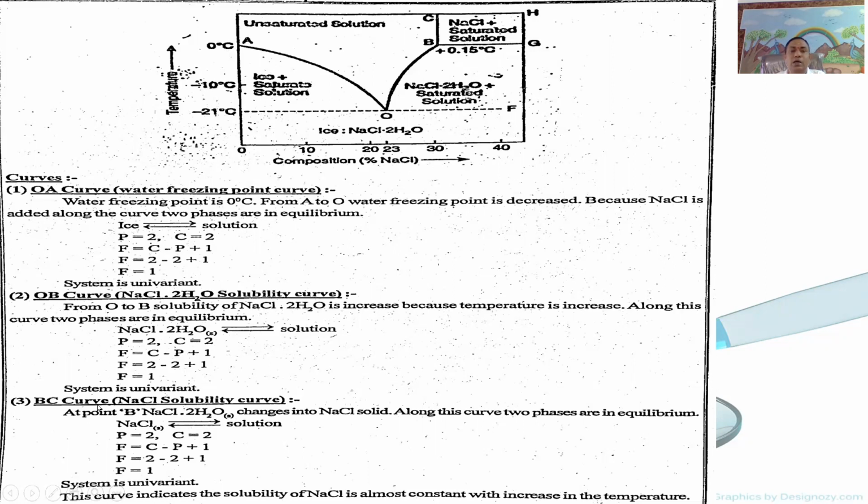Next, BC curve. BC curve, sodium chloride solubility curve. At point B, sodium chloride water changes into sodium chloride solid. Along this curve, two phases are in equilibrium, that is solid sodium chloride and solution of sodium chloride water. The number of degrees of freedom required is F equal to C minus P plus 1, that is 2 minus 2 plus 1, F equal to 1. System is univariant. This curve indicates the solubility of sodium chloride is almost constant with increase in temperature.